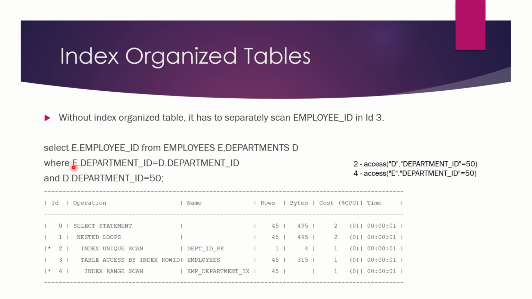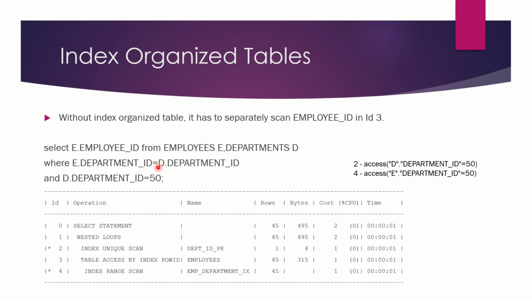Now if Oracle starts with the join condition, that is e.department_id is equal to d.department_id, then Oracle has to first scan all the department IDs from the departments table and all the department IDs from the employees table, and then do a join operation between them. And later, whichever rows have d.department_id equal to 50, only those rows will be qualified. So this is a lengthy operation.